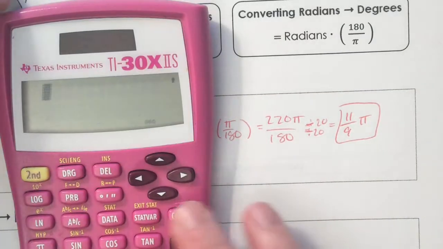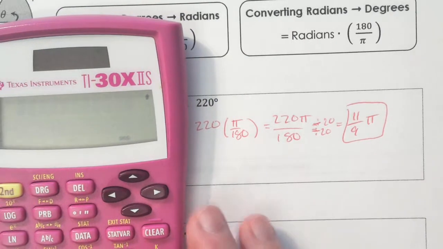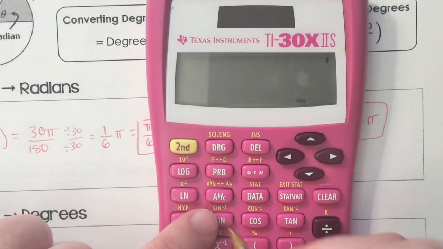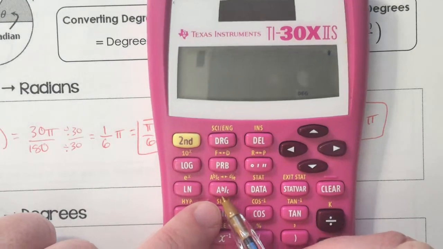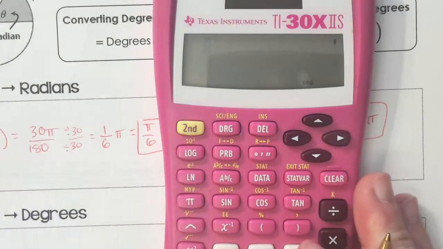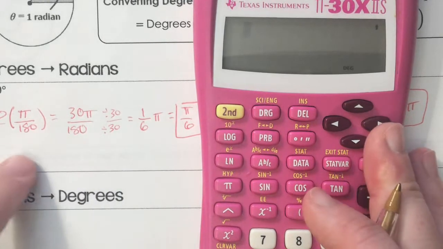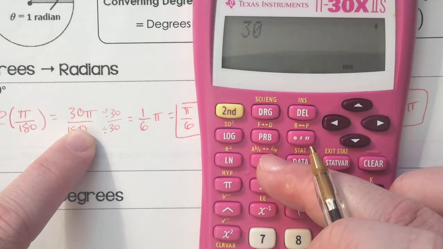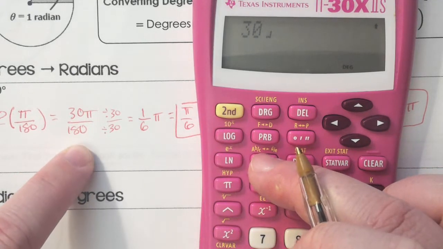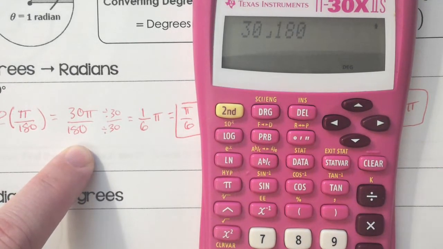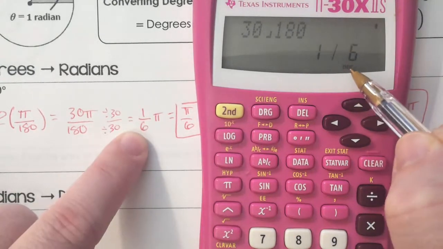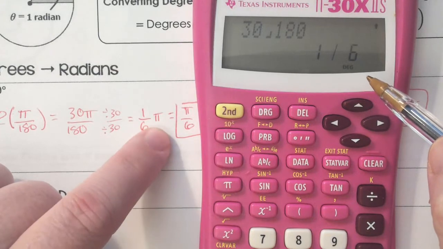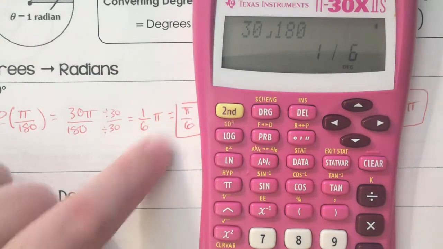Okay, now what is a faster way? If you have this kind of calculator, you see the fraction bar right here? Another way you could do this is go 30, push this button right here, 180 equals, and we get 1 over 6. So 1 over 6, and then we just have to attach the pi on there. And so the better answer is pi over 6.